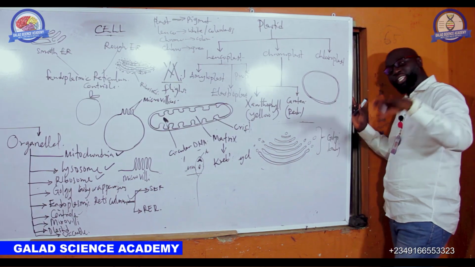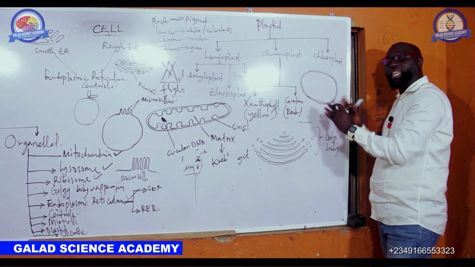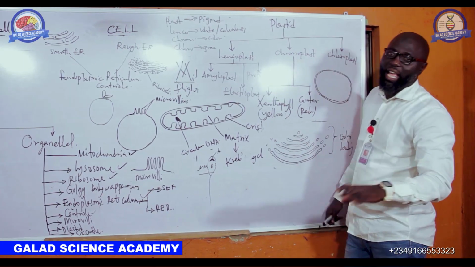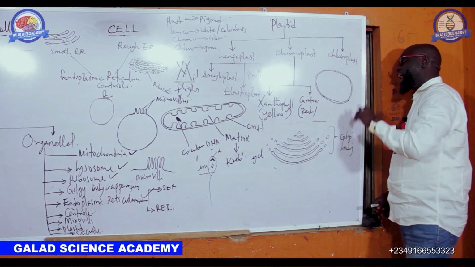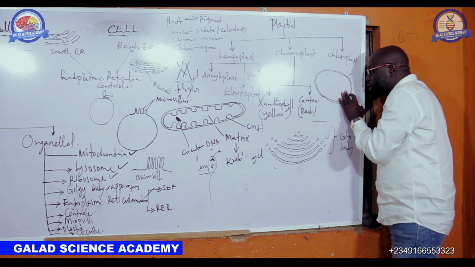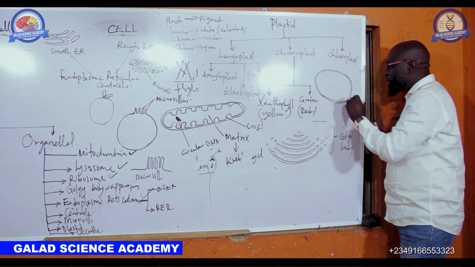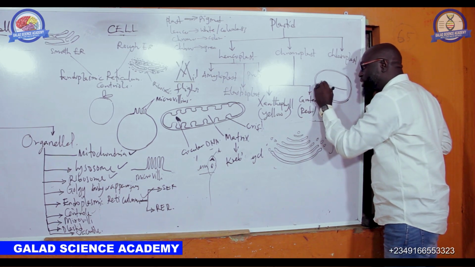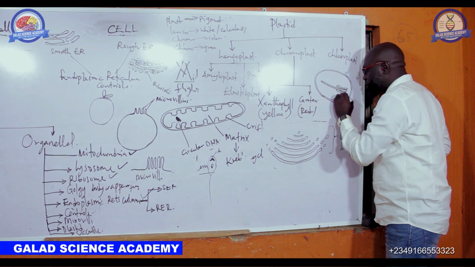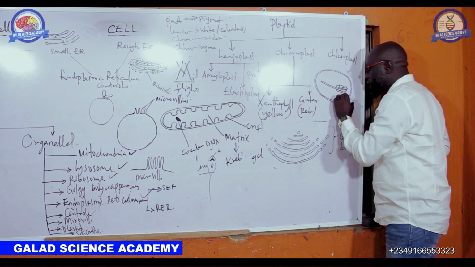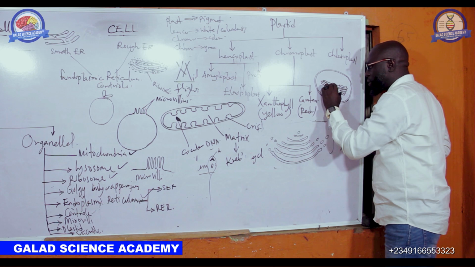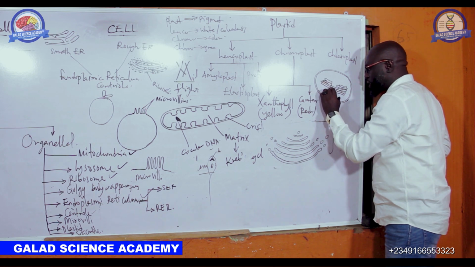Of chloroplast, the chloroplast has two membrane layers, and then the two layers are what? Are smooth, both the inner and the outer membrane. And inside the chloroplast, we have a rod-like structure. This structure, we call it what? Thylakoid. We call it thylakoid.